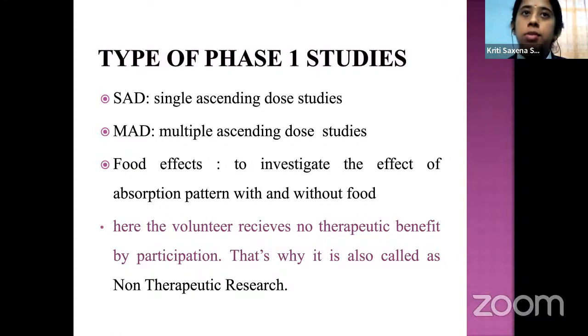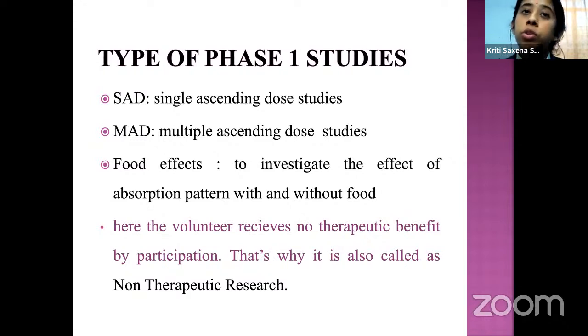There are two kinds of phase 1 studies. One is single ascending dose and the other is multiple ascending dose. Here we also do food effect studies. Some drugs are advised to be taken on an empty stomach, some are advised to be taken after meals. That is where we investigate the effect of food on the absorption pattern. Some drugs are absorbed better when the stomach is filled with meals, some when the stomach is empty. Each and every drug has its own characteristics, and that's what we have to find out.